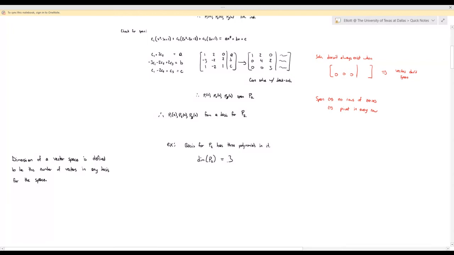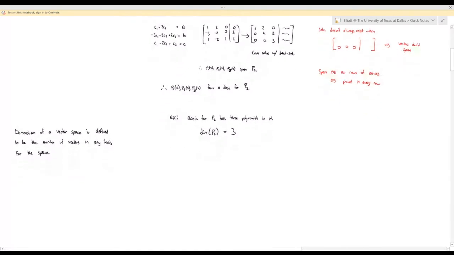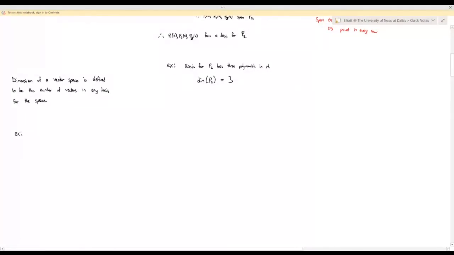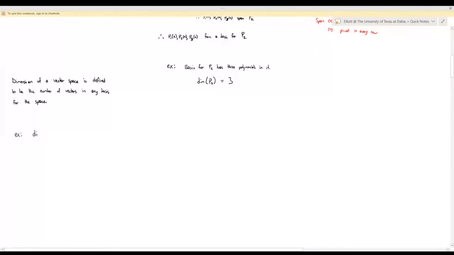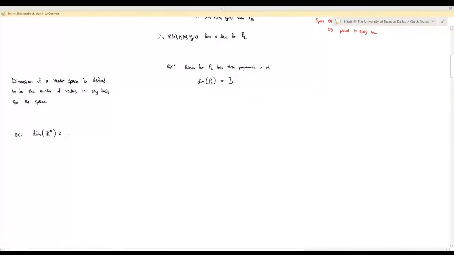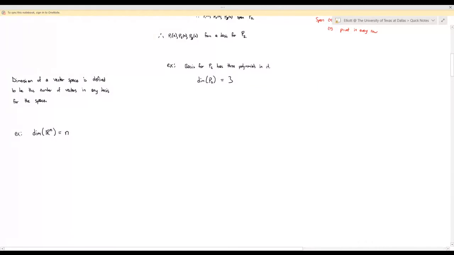Let's look at some other common examples of vector spaces that we work with in this class, and see what their dimension is. The dimension of Rn as a vector space would be equal to n. That's maybe intuitive. We've always been thinking of R2 as being two-dimensional, R3 as being three-dimensional. But formally, with this definition of dimension, you can say that the dimension of Rn is equal to n.